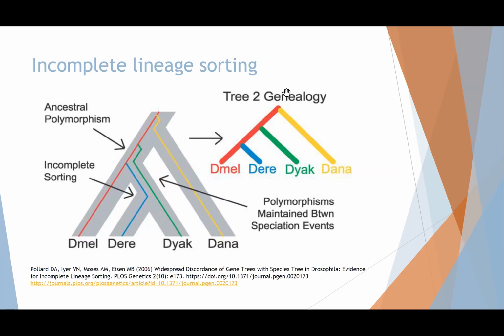Here, the gray tree shows us the species tree, the real phylogeny, but we can see the gene tree is different from the species tree. This is because the taxa share an ancestral polymorphism. As a consequence, we retrieve some incongruence between these two trees.